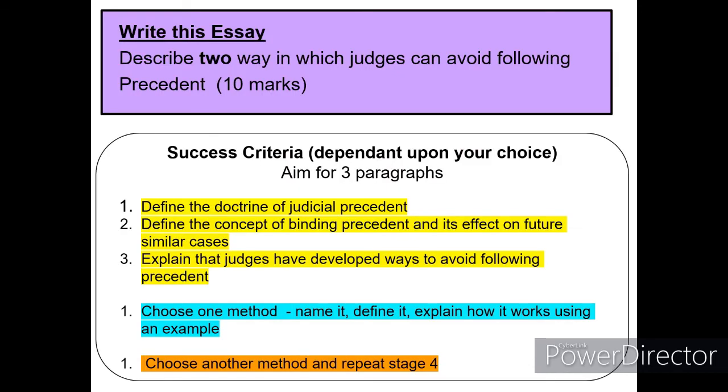Have a go at this essay. Describe 2 ways in which a judge can avoid following precedent. It's a 10-mark essay, so you should only spend 10 minutes on it. And what I've tried to do is highlight 3 clear paragraphs for you. So use the hints on screen to write the essay.